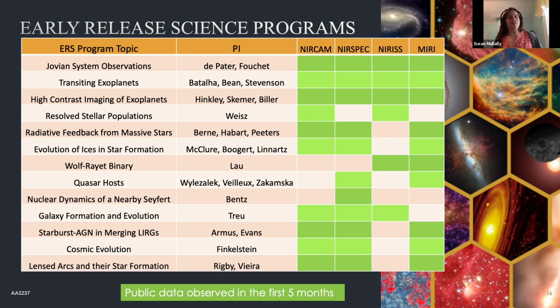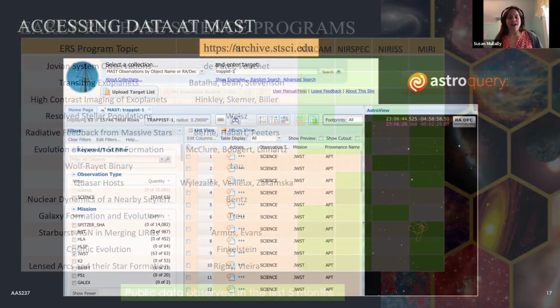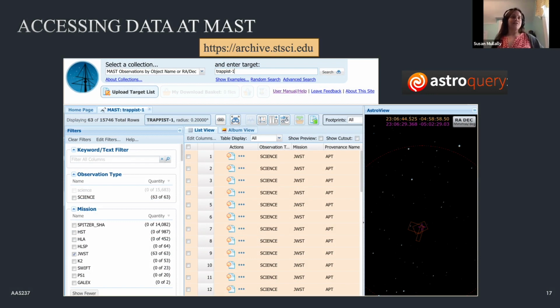So you want to go after one of these ERS programs. Where will you go once the data starts coming down? You'll do that by going to MAST. This is the Mikulski Archive for Space Telescopes that's hosted at STScI. You use the main portal, which is at archive.stsci.edu, and you can do a cone search, or you can do an advanced search for exactly your program ID.